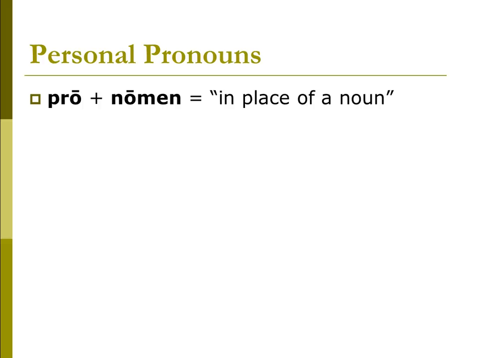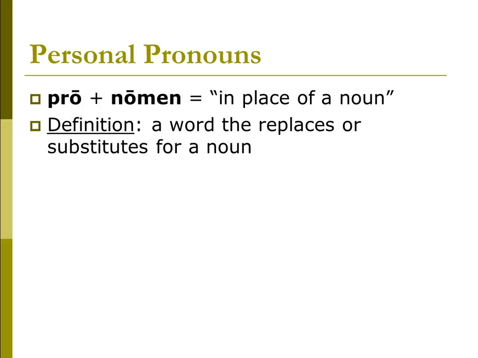The other major grammar bit in chapter 8 is introducing the last of the personal pronouns. You've already learned the first and second personal pronouns, ego, tu, nos, and vos. What you have in chapter 8 on page 71 is the last of the personal pronouns, the third person pronoun. Pronouns, again, are used in place of a noun, from pro and nomen. They are words that replace or substitute for a noun.